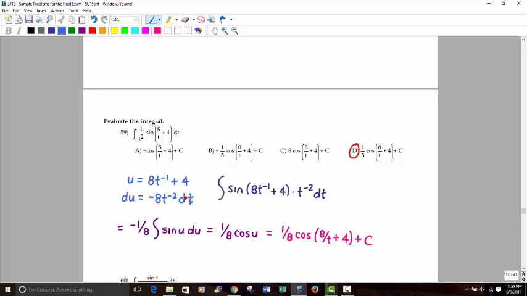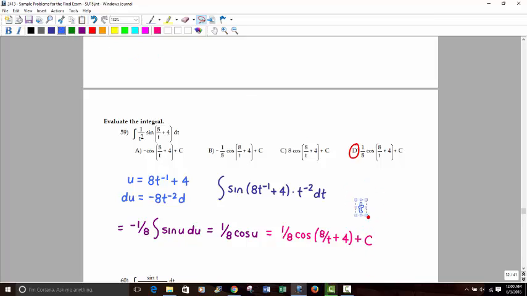Try and do this without using a tablet. I don't have a tablet right now, but I think I'll just try to copy this piece. So that's where the -1/8 is coming from. And so you have -1/8 sine of u du.